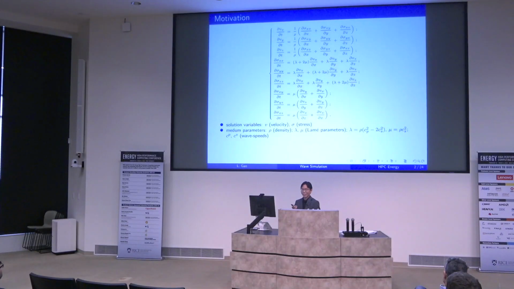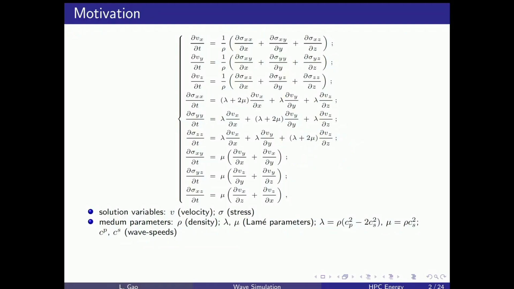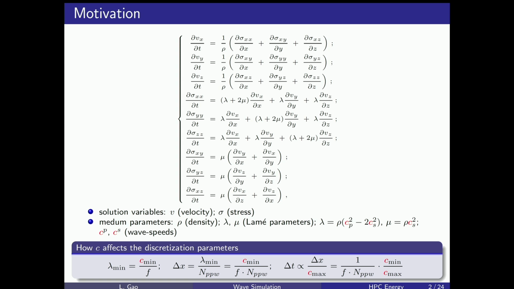We're not going to look at the details. Some of you are smiling. The only thing to note here is that there are these parameters lambda and mu, which are related to wave speed. And wave speed enters the equation through these parameters. And this wave speed pretty much determines how the choice of discretization parameters is made.